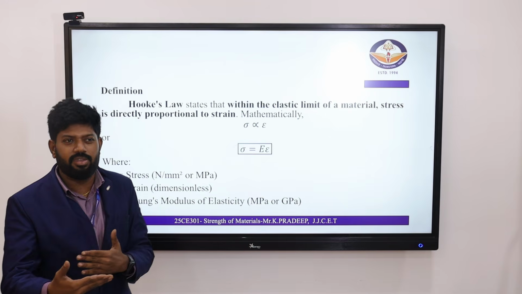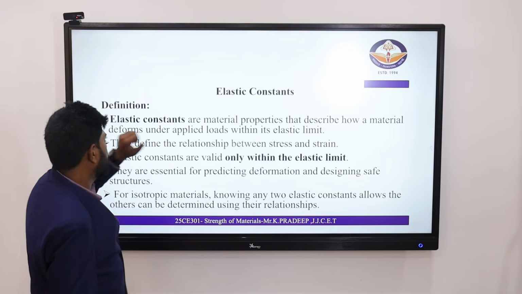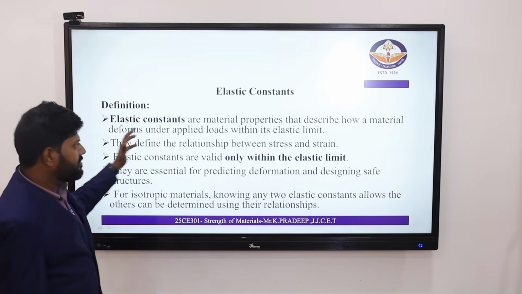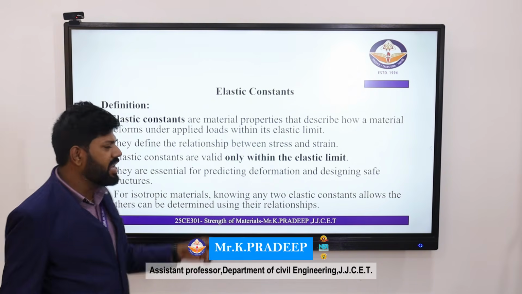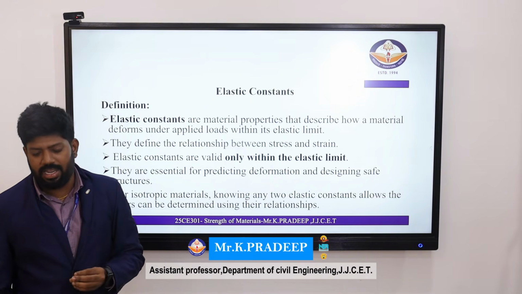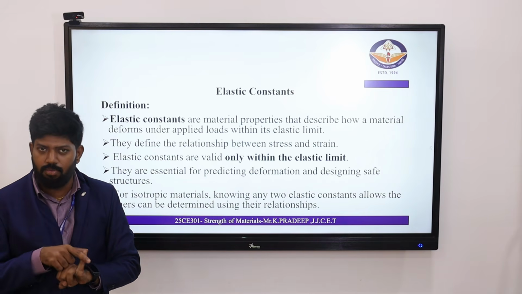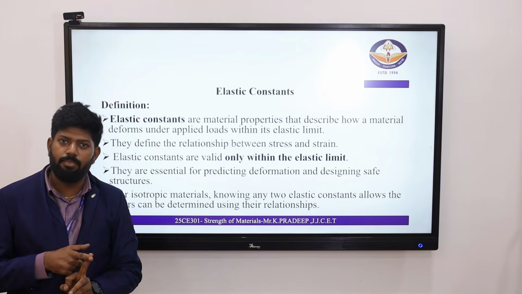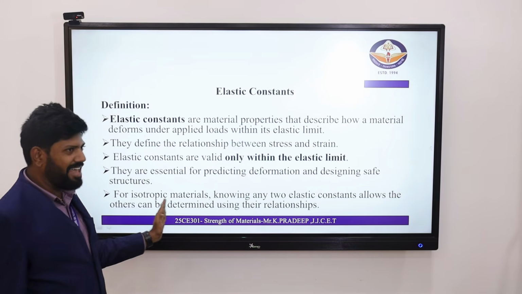Next we are going to see what this Young's modulus of elasticity is. What are all the elastic constants? That was my next slide. These are the elastic constants. Elastic constants describe how a material deforms under applied load within the elastic limits. Basically, there are four elastic constants. First is Young's modulus, second is rigidity modulus, third is bulk modulus, and fourth is Poisson's ratio. These are the four elastic constants.